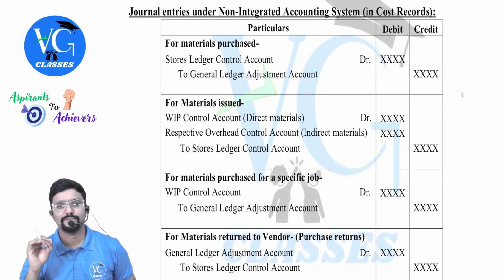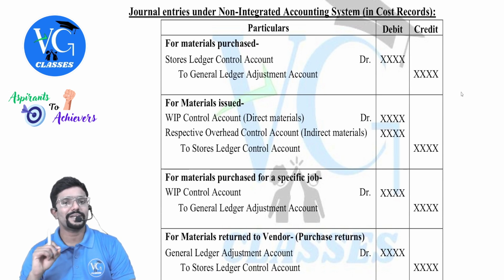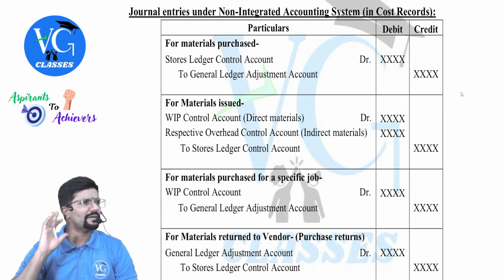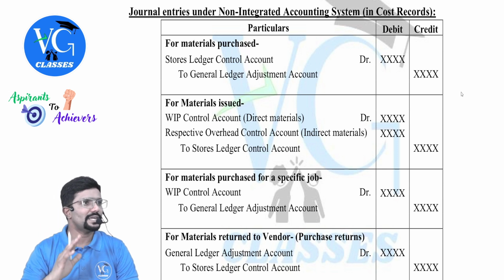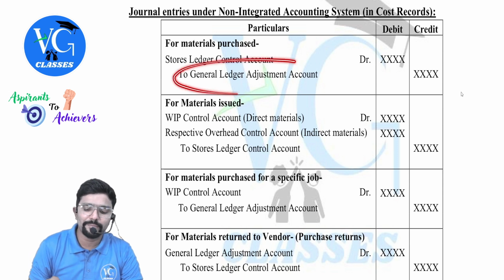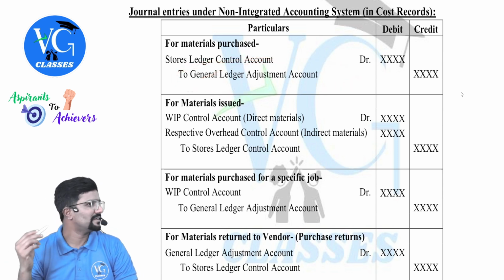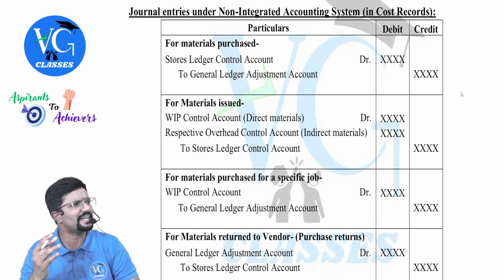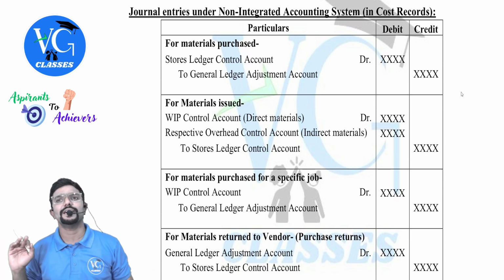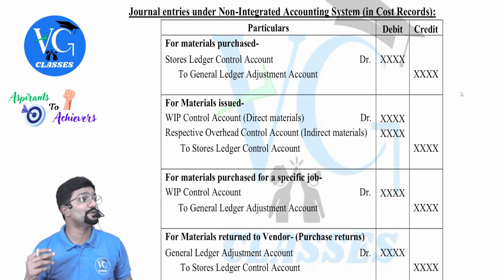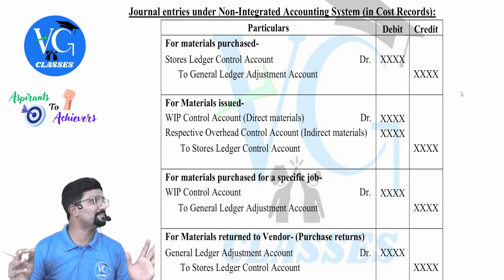Try to match me. First, for materials purchase, whether it is direct material or indirect material, there is only one entry. Stores ledger control account debit, and credit general ledger adjustment. Guys, simple. If it is a cash purchase, we would credit cash or bank; if it is a credit purchase, we credit the creditors. Instead of all this, use the general ledger adjustment account, because sometimes they will confuse you by mentioning credit purchases and cash purchases.